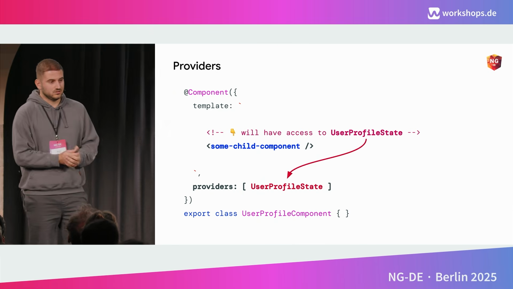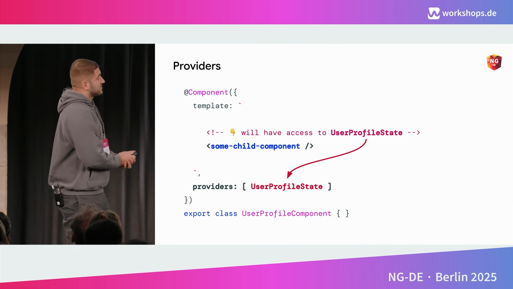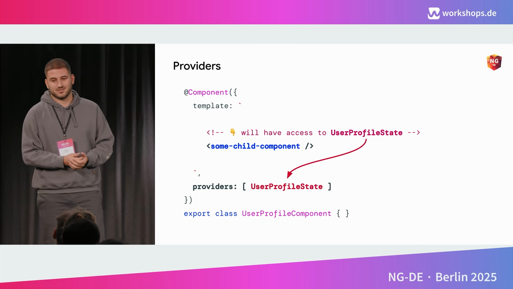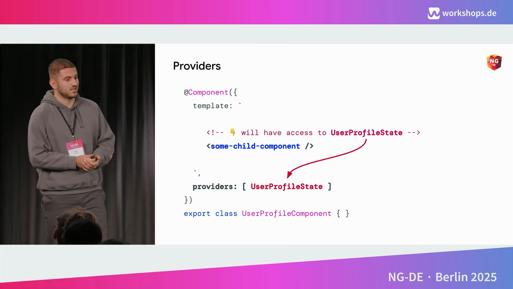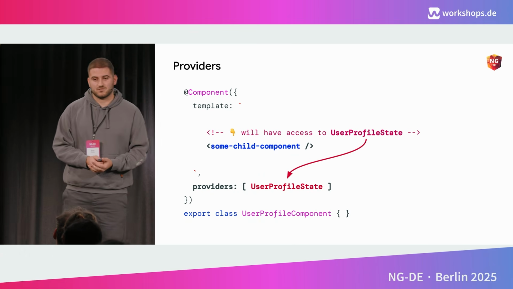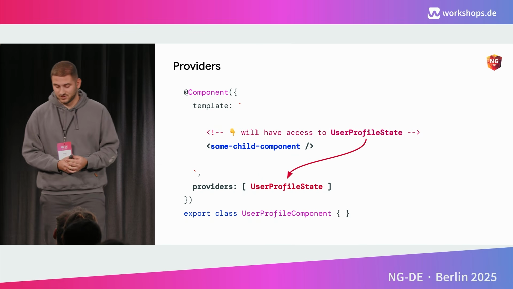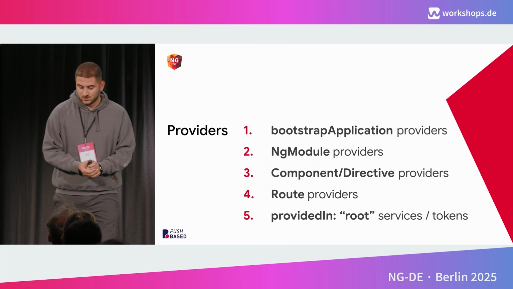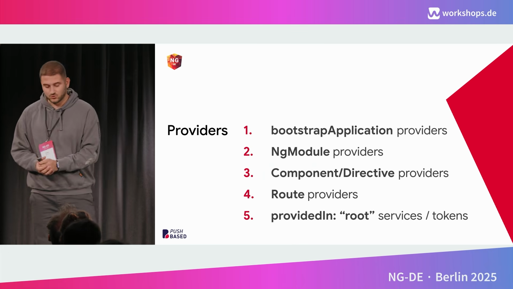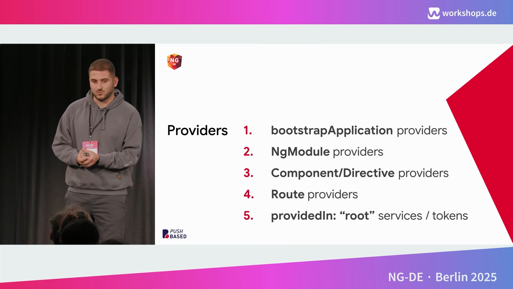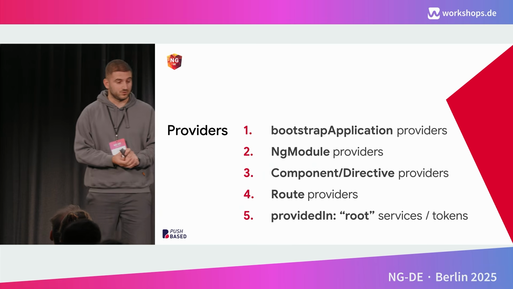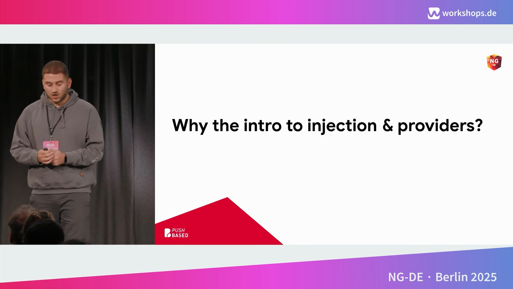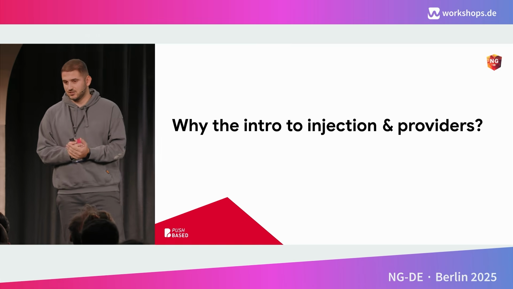And lately, I've seen this pattern used a lot. Now we don't have an issue with providing services in our components anymore, because of some patterns that have been used or showcased lately in the community. Okay, so we have these kinds of providers, mostly bootstrapApplication providers, NgModule, component and directive providers, route providers, and of course, good old providedIn root. Okay, why the intro to injection and providers?